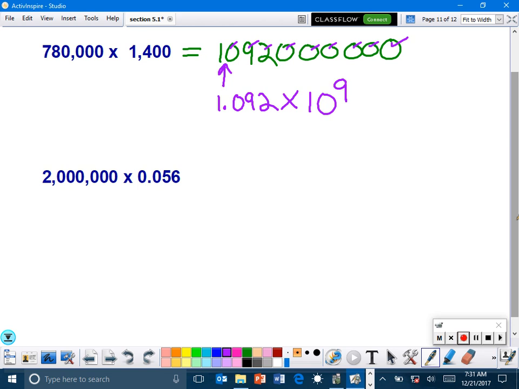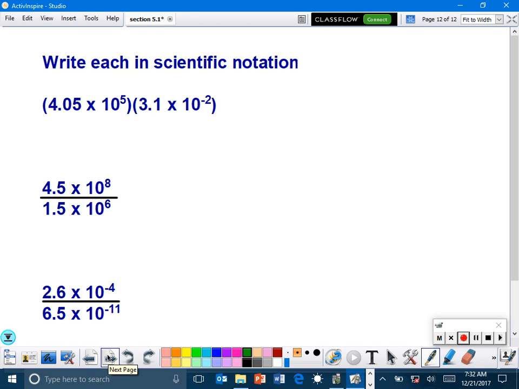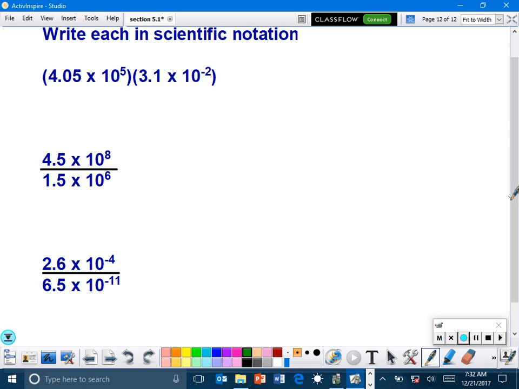Same thing with the next one. You can just take your calculator, multiply those together, and you're going to get 112,000. And I want the decimal right here. So 1.12, those zeros are not necessary, times 10 to the 1, 2, 3, 4, 5, to the fifth power. Okay, 3 more examples.